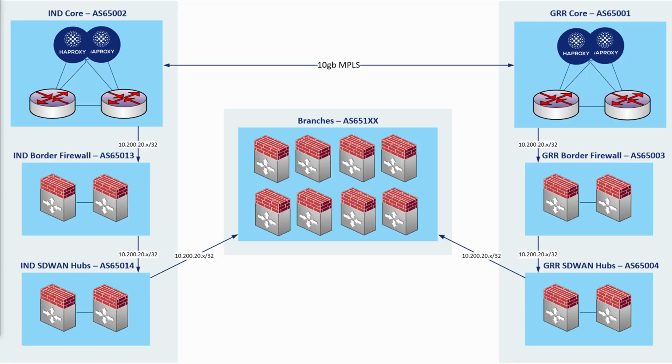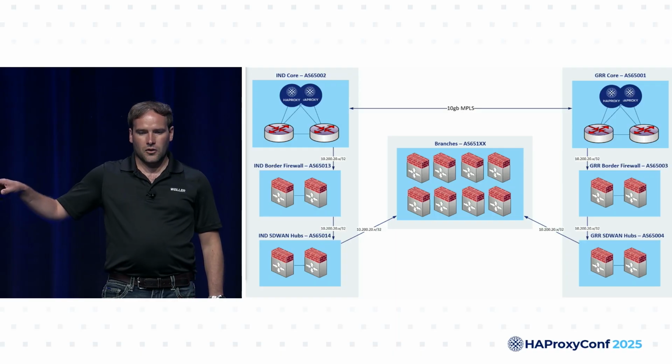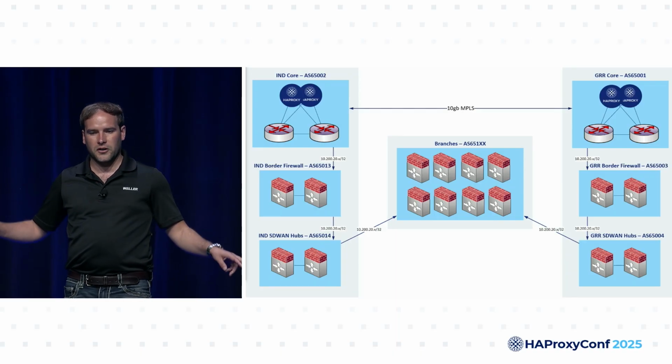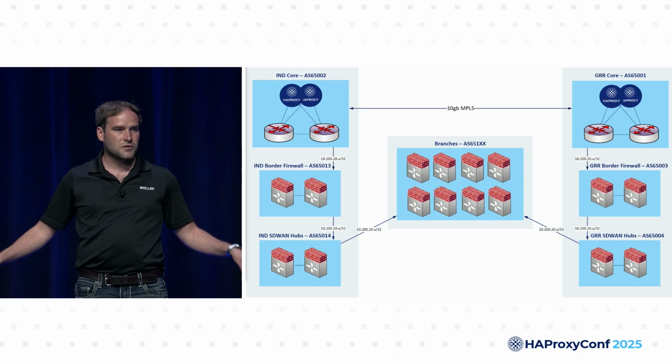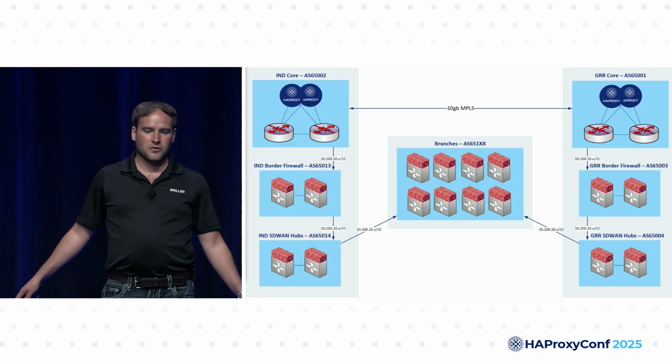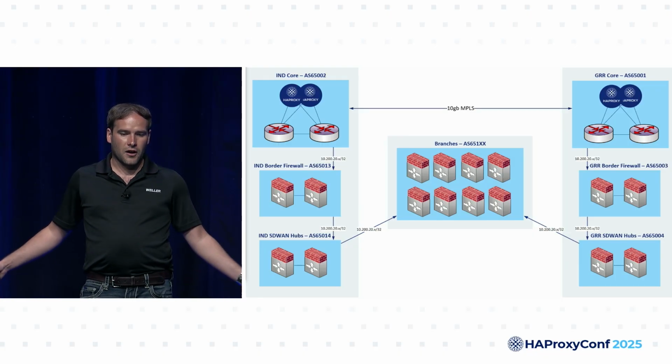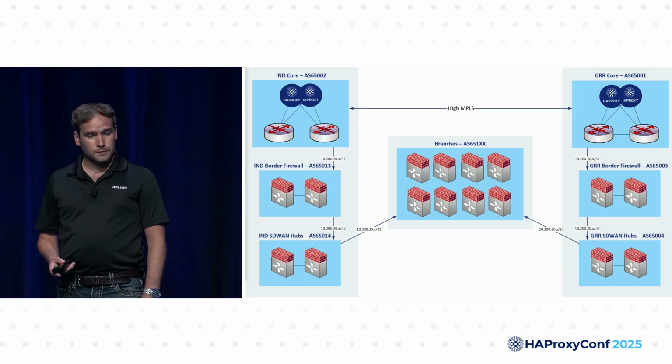This is a visualization then of what our BGP network looks like, but what you'll note here is we have a prefix reserved, 10.200.20.0/23, and then inside of there we have /32s for all of our front ends. Those come down from our cores at both data centers to border firewalls, to another set of firewalls acting as SD-WAN hubs, and then to our branch firewalls.